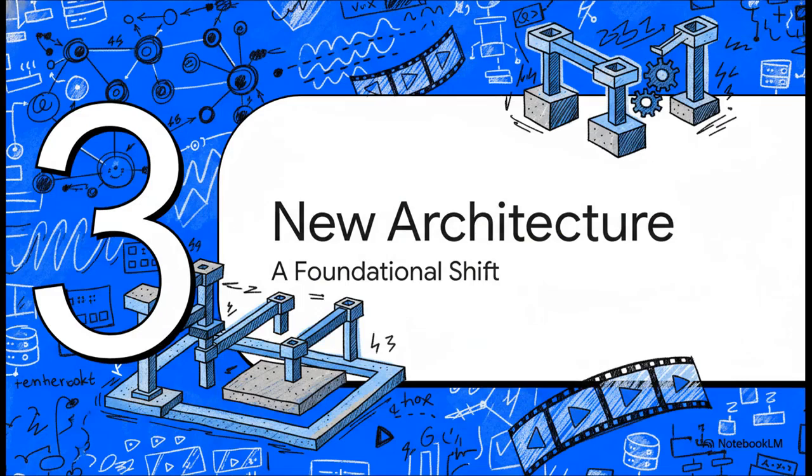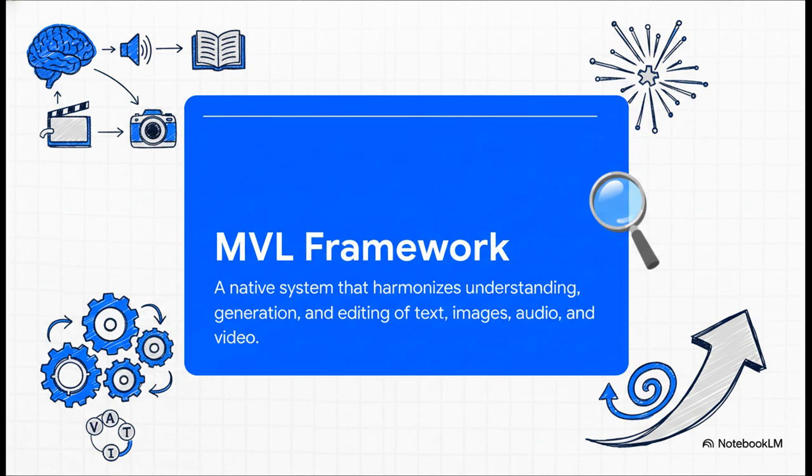So the big question is, how did they pull this off? How was this massive leap even technically possible? Well, it wasn't about just throwing more data at the problem. Nope. This was a complete rebuild of the architecture from the ground up. The secret sauce is this new MVL, or Multimodal Visual Language Framework. See, Kling 3.0 wasn't just a patch on the old system. It was built on this entirely new foundation.